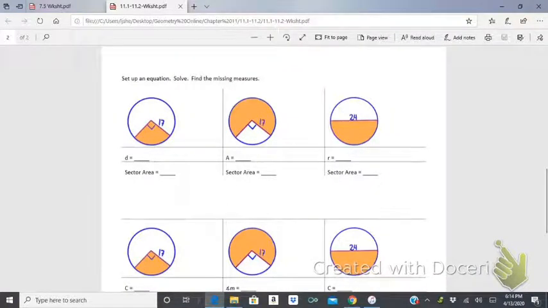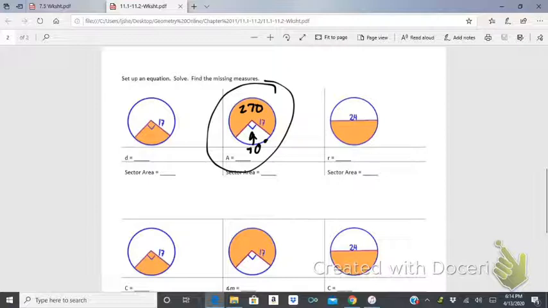So now we're on the last problem, the last page, I should say. I have to figure out some information. What I'm always trying to figure out is the missing portion. So in this case, I'm looking for the sector area. The sector area is always the shaded region. So the shaded region is what I'm looking at. I know that this one has a 90-degree angle, which means that this one right here is going to be 270, right? So that thing is 270.